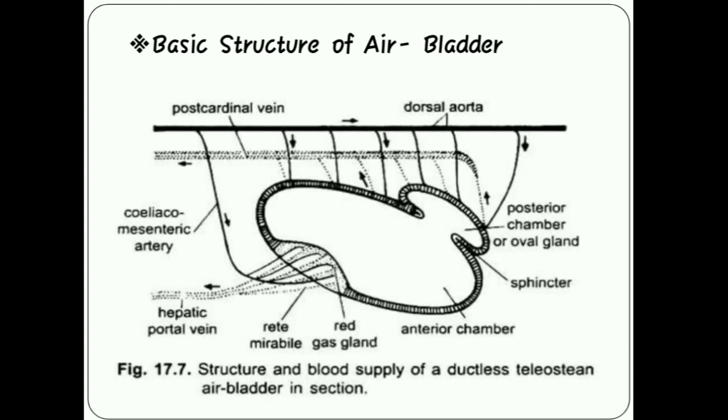Now we are discussing the basic structure of the air bladder. This figure indicates the structure and blood supply of a ductless teleost fish.